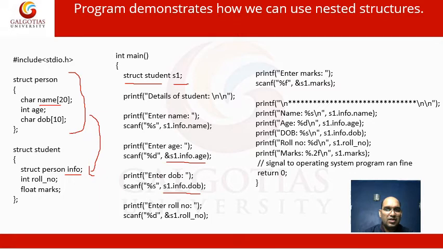Now the next one is your roll number. The roll number is just inside the struct student, so s1 dot roll number, and the next one is marks, so s1 dot marks, right? If you want to print all this information, then we simply write printf name %s, s1 info dot name, then s1 info dot age, s1 info dot date of birth, s1 dot roll number, and s1 dot marks, right? And then return 0, which is generally used to signal to the operating system that everything ran fine.